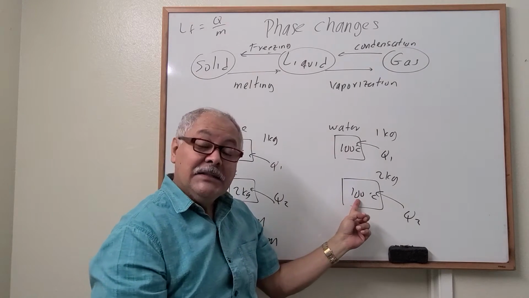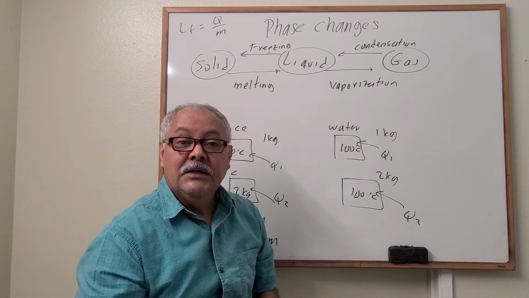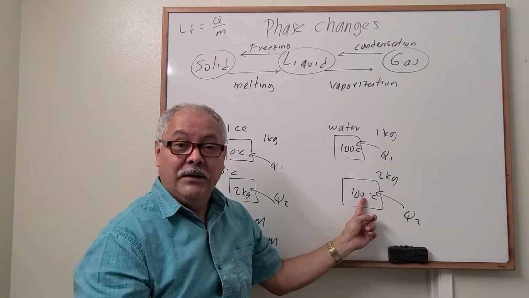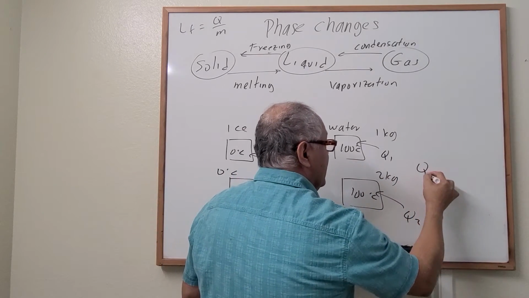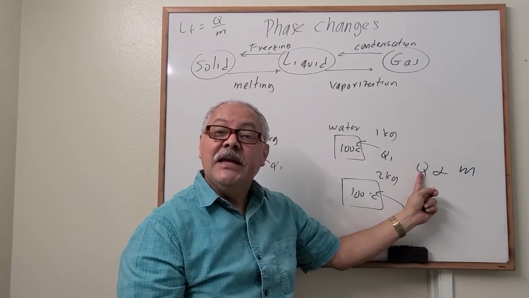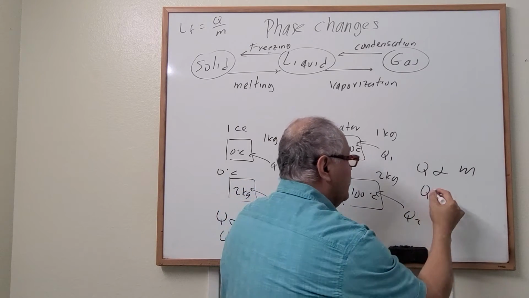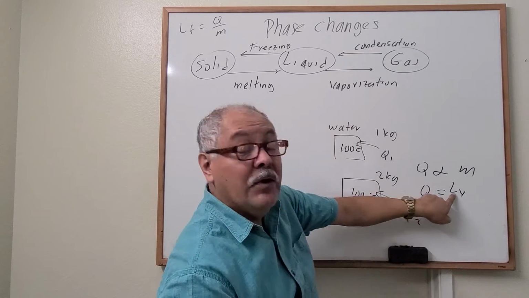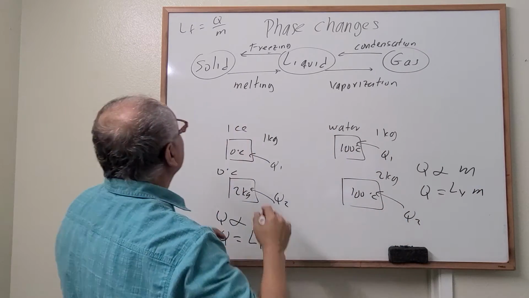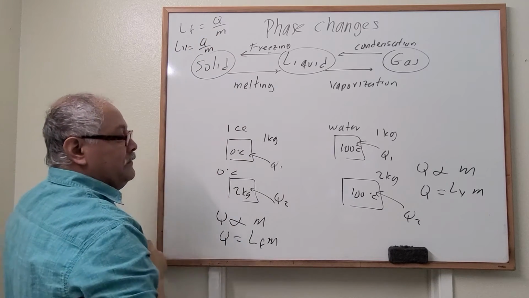Now let's compare these two cases. If we increase the mass of water, of course, we need to increase the amount of heat used to vaporize this amount of water, correct? So the same thing as before, heat is proportional to the mass. If we increase the mass to be vaporized, we must increase the heat added to the system. The same thing as before, so we need to use a constant. In this case, this is the latent heat or heat of vaporization times the mass. So the heat of vaporization equals the heat added divided by the mass.